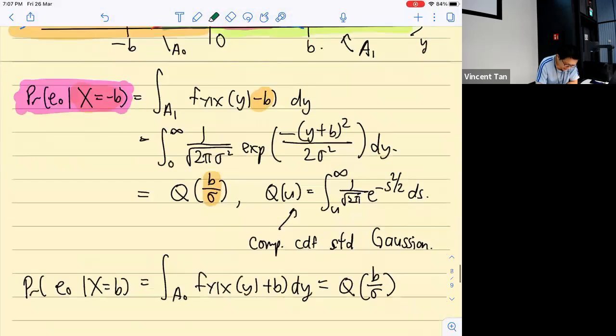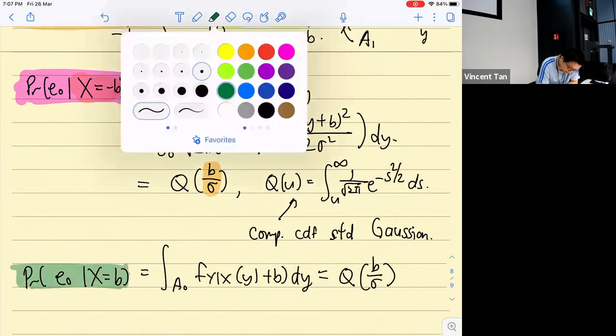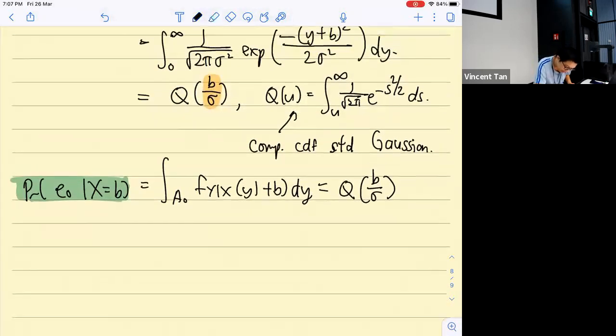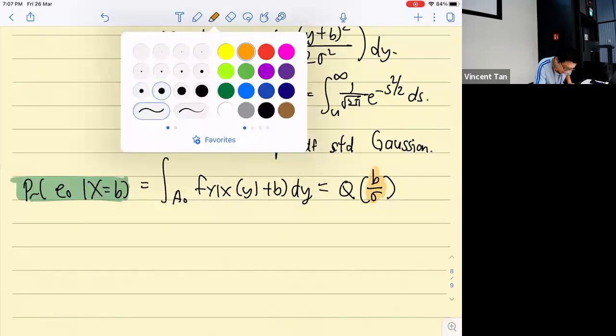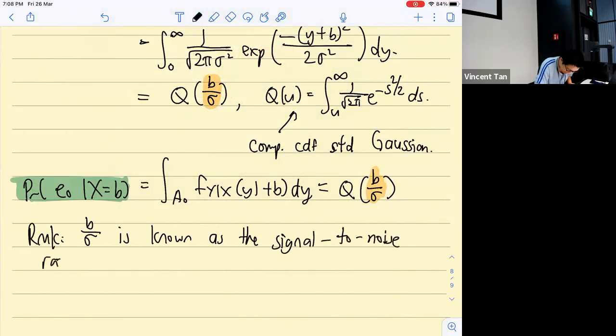Okay, so they must be symmetric. This guy here, they must be symmetric, right? Okay. Right, so this has a name. If you study communications and things like that, this has a name. This is called the, what did you call it? So remark, B over sigma is known as the signal to noise ratio, I think. Ratio.